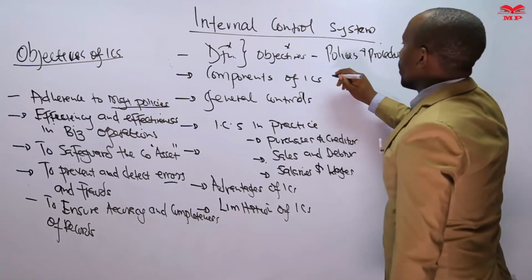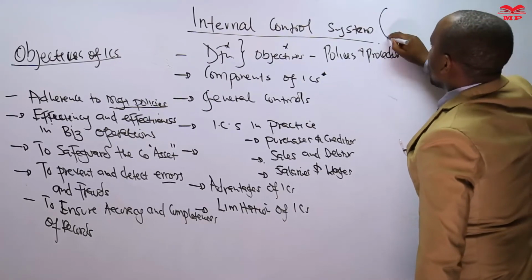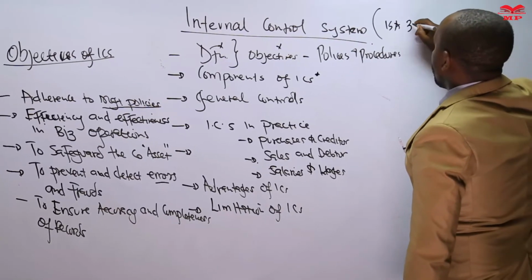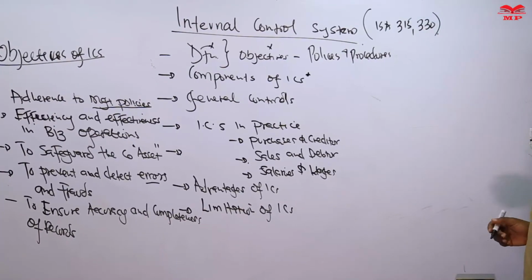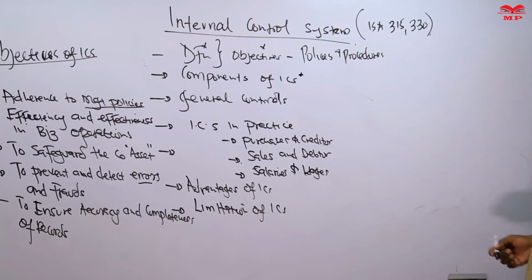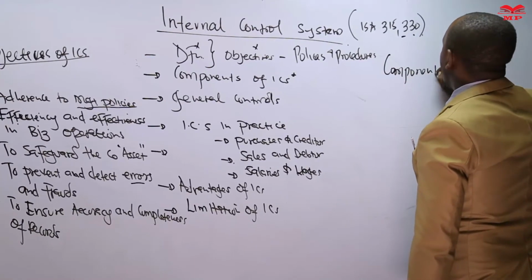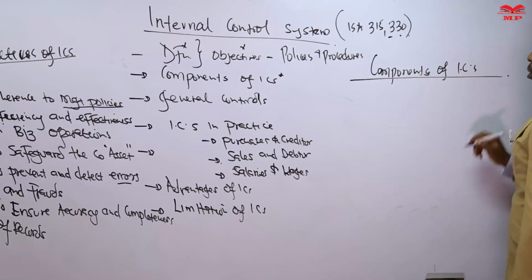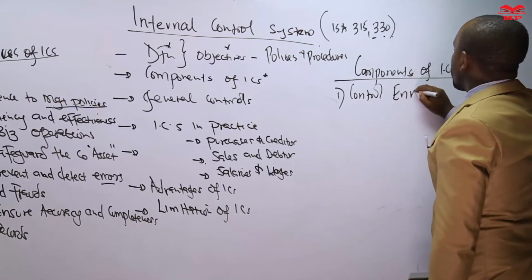So having introduced that one, it is good we introduce this one: components of the internal control system. Something I forgot to tell you is that the ISA that governs the internal control system is now ISA 315 and ISA 330. If you go to those two standards, the International Standards on Auditing number 315 and number 330, you'll be able to find these components. In ISA 330, the components of ICS are 5, and they are: 1, the control environment.